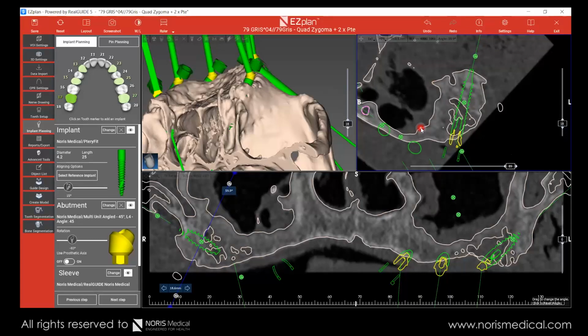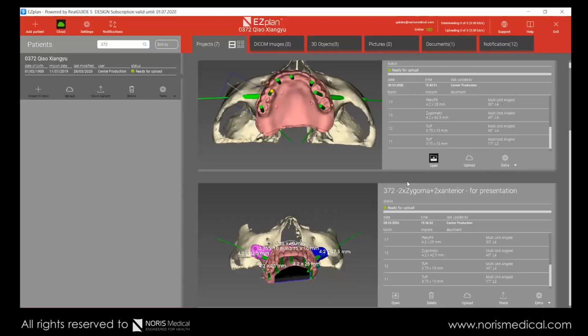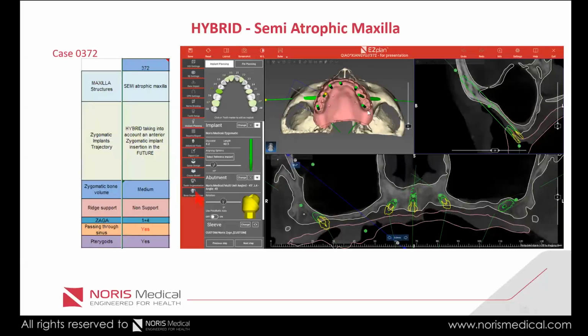Okay, let's take some other cases and see what we have there. But for that, I'm going to have to switch to another software, so it might take a second. And yeah, okay. So now we're going to look at the case of a symmetropic maxilla. It's a hybrid implant, taking into account an anterior zygomatic implant in the future. We talked about that. The zygomatic bone is medium and there's no support on the ridge. Okay, I'll share the screen right now.